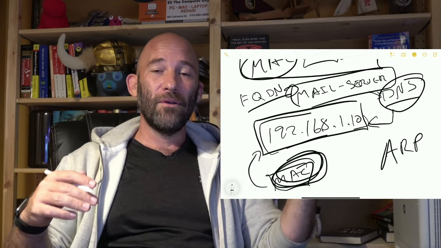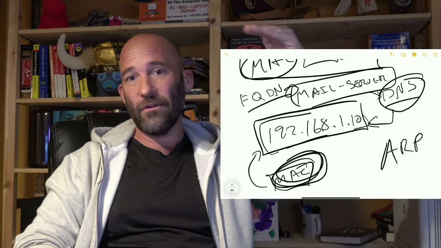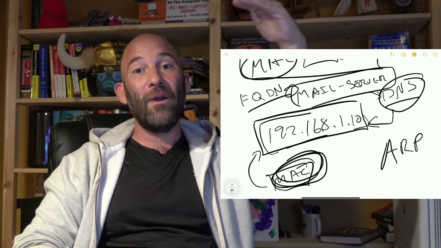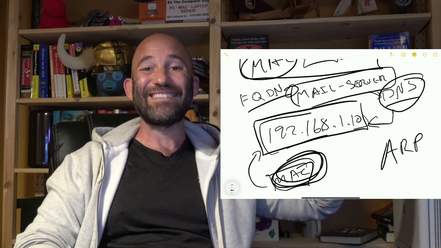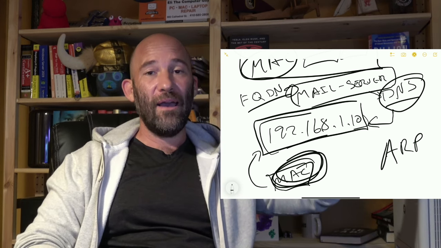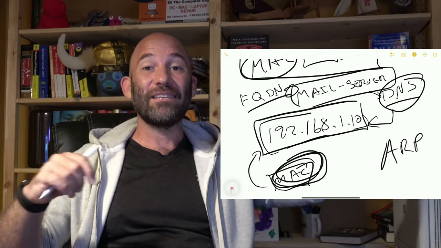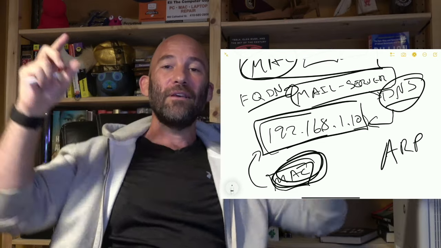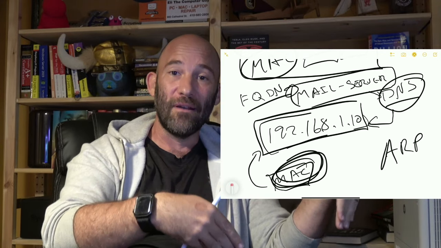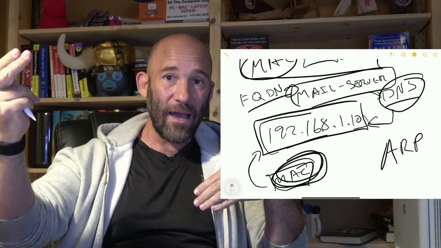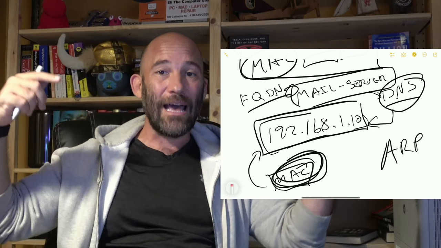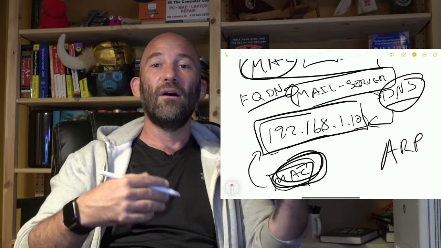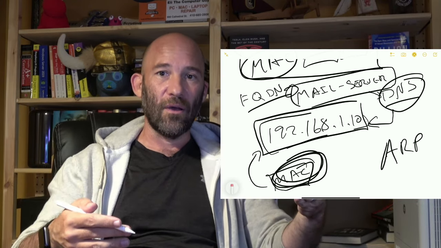So basically, if you're trying to go to mail server, just mail server, your computer will go to the DNS server. It will resolve mail server to an IP address, 192.168.1.10. Once you have that, your computer will communicate on the network and say, hey, I'm looking for 192.168.1.10. Who is it? The computer with that IP address on the network will respond with its MAC address. And once your computer has that MAC address, it will be able to communicate with the server that you're trying to communicate with.